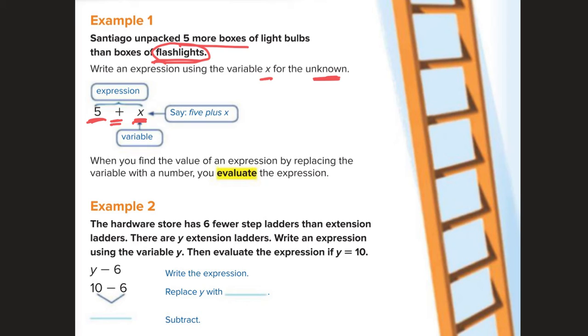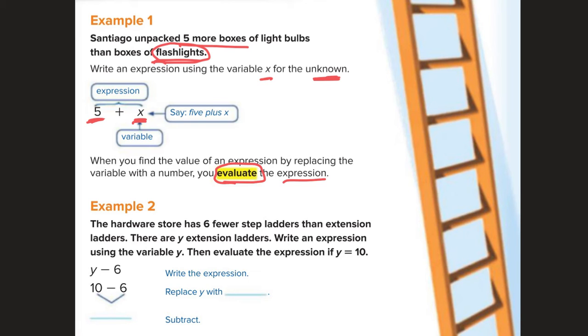When you find the value of an expression by replacing the variable with a number, it's called evaluating the expression. Sometimes kids get confused. They ask, well, do I solve? Solve is a word we use when there's an equal sign. Right now we do not have any equal signs, so we can't use the word solve. Instead, we have to use the word evaluate. It means basically the same thing. Let me show you.